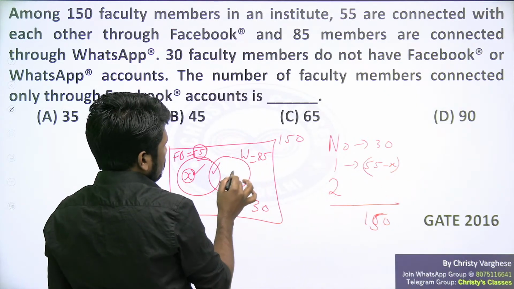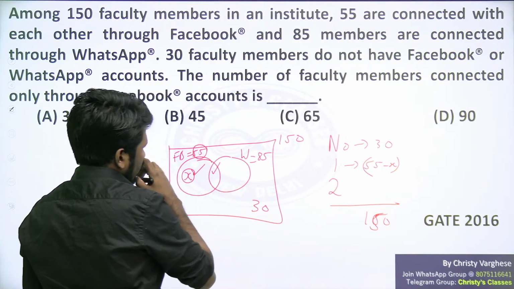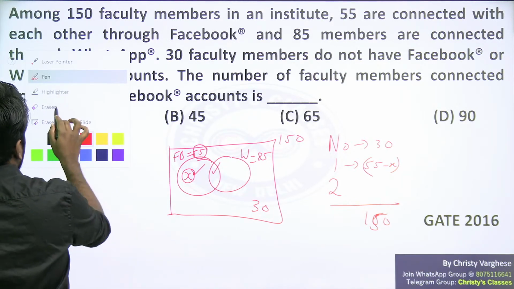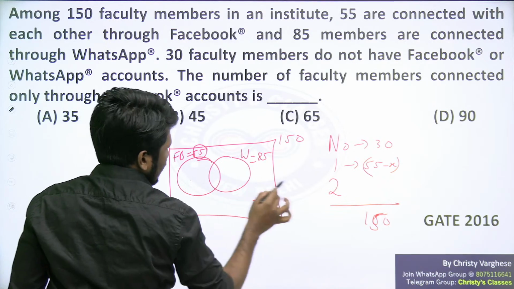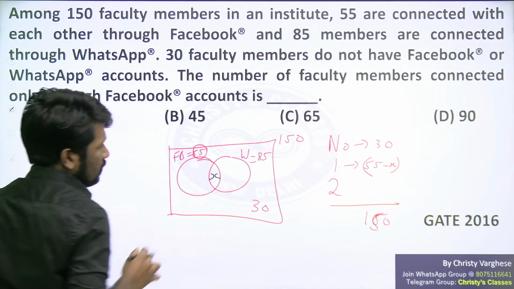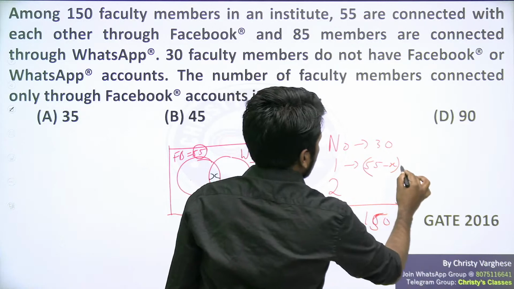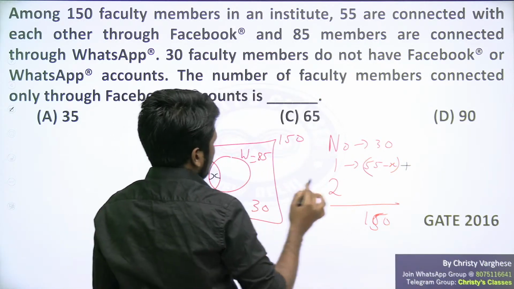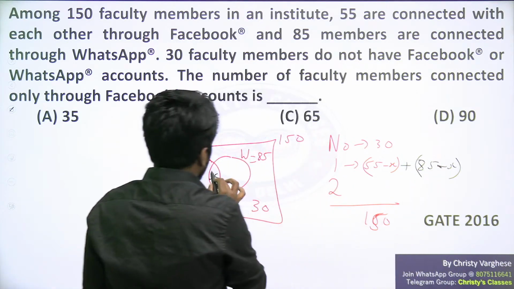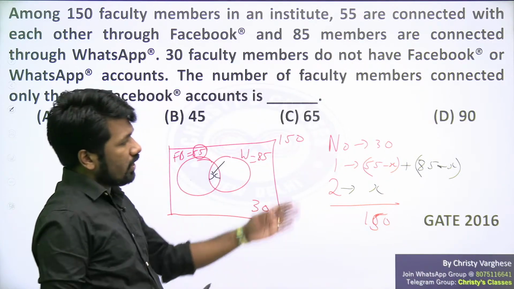And WhatsApp only using people will be, sorry, that is not X. I will take both as X, that will be better. I will take both social media using people as X, but that is not what we need finally. So 55 minus X, Facebook only using people, and WhatsApp only using people will be 85 minus X. And both social media using people is X as we assumed. Now adding this up, you will get 150 and simplify that.